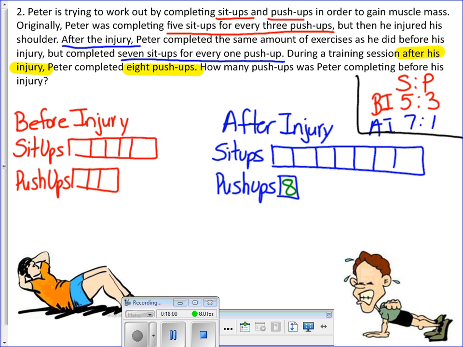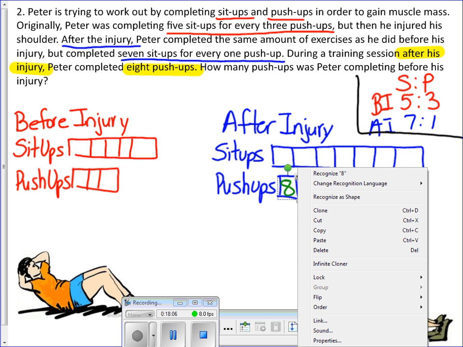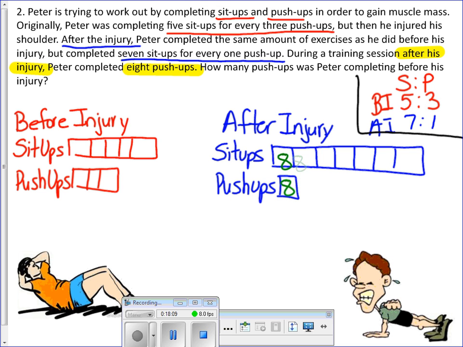Do I have to divide that 8 by anything? No, because the ratio is 1. So 8 is my constant. So I can fill in my tape diagrams. And because these are equivalent ratios, they are equivalent ratios because it said he does the same number of exercises. That was given also. He does the same number of exercises before his injury and after his injury.